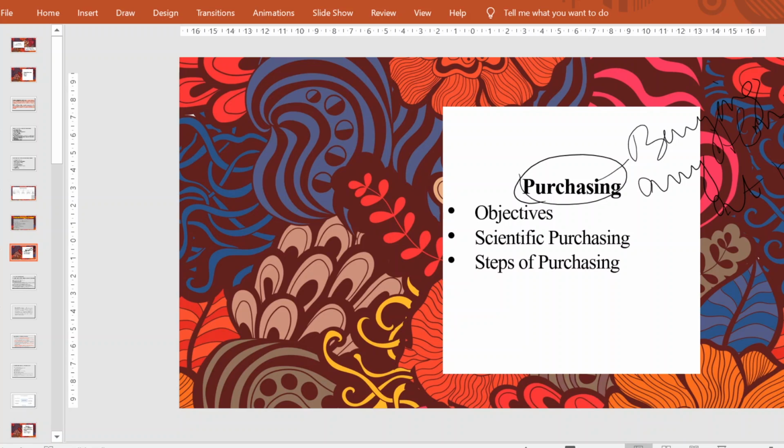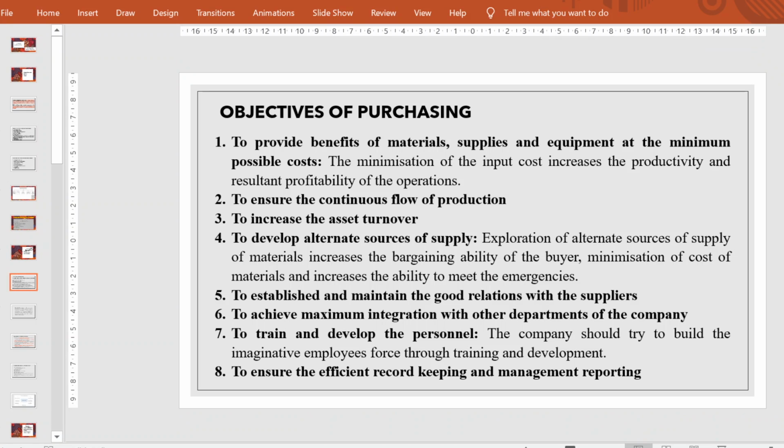So, now coming to the objectives. Let us see what are the different objectives of purchasing. The first objective is to provide benefits of material, supply, equipment at minimum possible cost. That means to get your materials like raw materials, components, supplies and tools, whichever is needed for the production, with the possible minimum cost. That is the first objective.